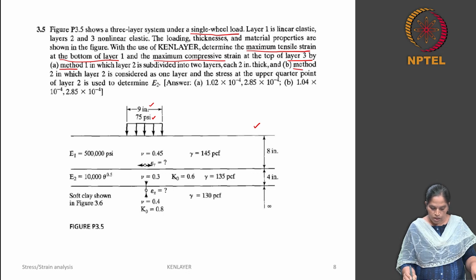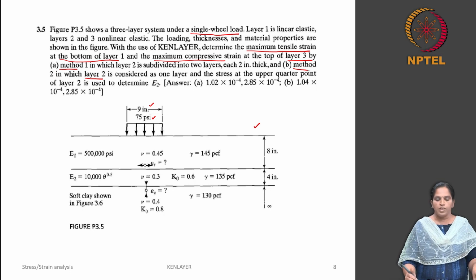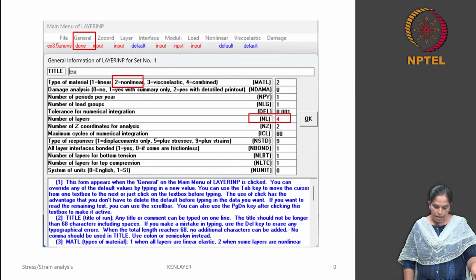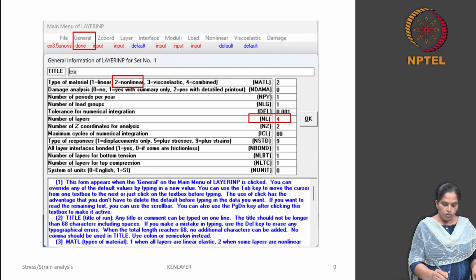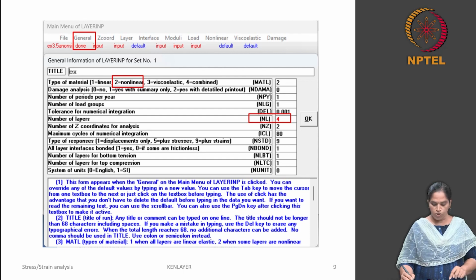And method 2 is we consider the second layer as an entire layer and determine stresses and strain, but for the modulus determination it is considered at the upper quarter point of layer 2. And so when we go for this nonlinear analysis, when you open a new file in the KENLAYER software, you will have the first general menu options. When you click on this general menu options, this is the information we have to give.